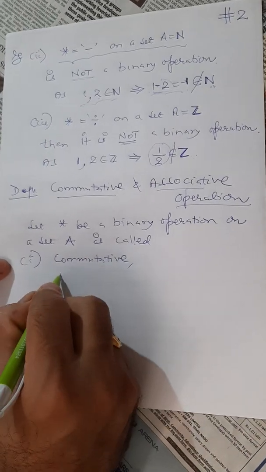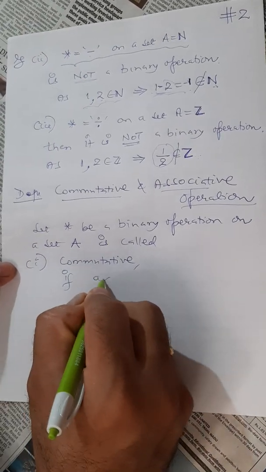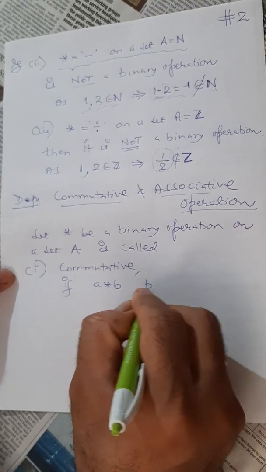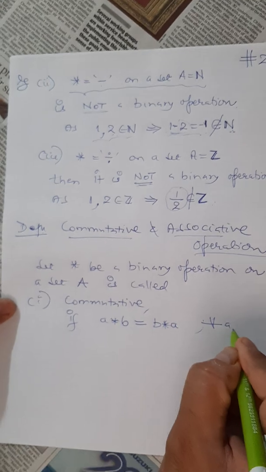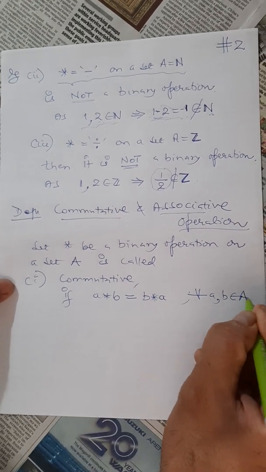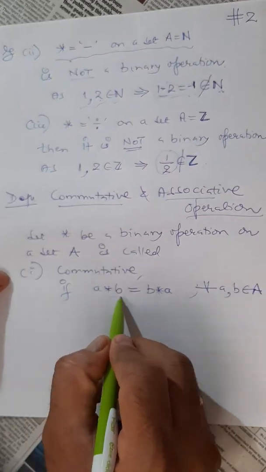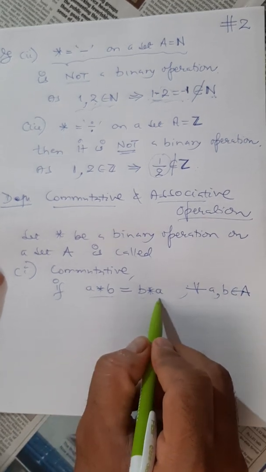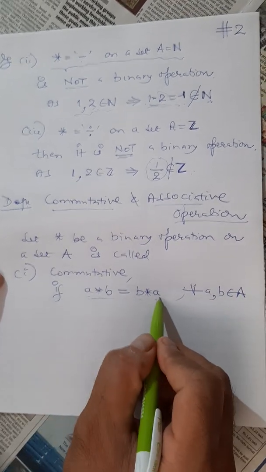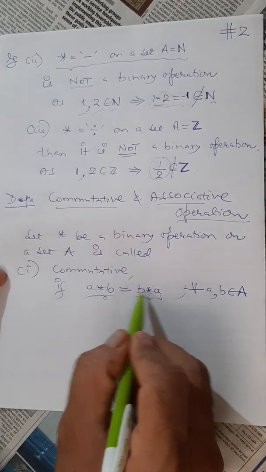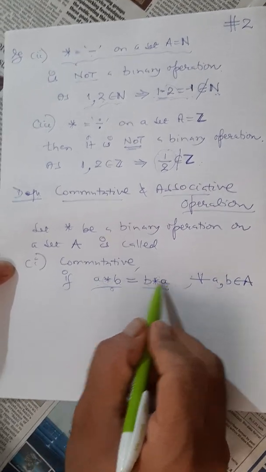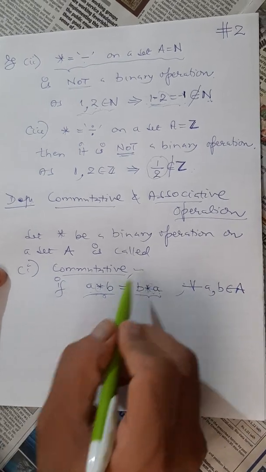if this is true: if I find A asterisk B and B asterisk A, both must be the same for every member of the set. Remember, what's the meaning of this? Order is not important, whether you find A plus B or B plus A, A into B or B into A. If the order in which the operation is applied does not matter, and A asterisk B and B asterisk A are both equal, then it's called a commutative operation.